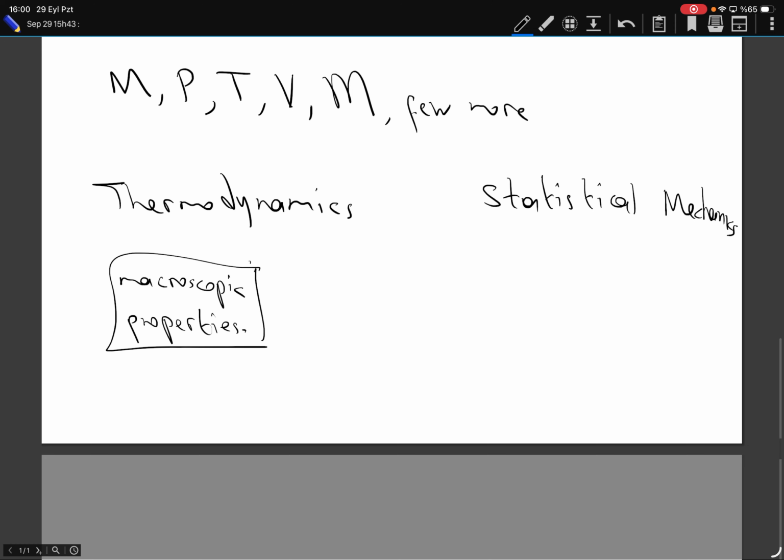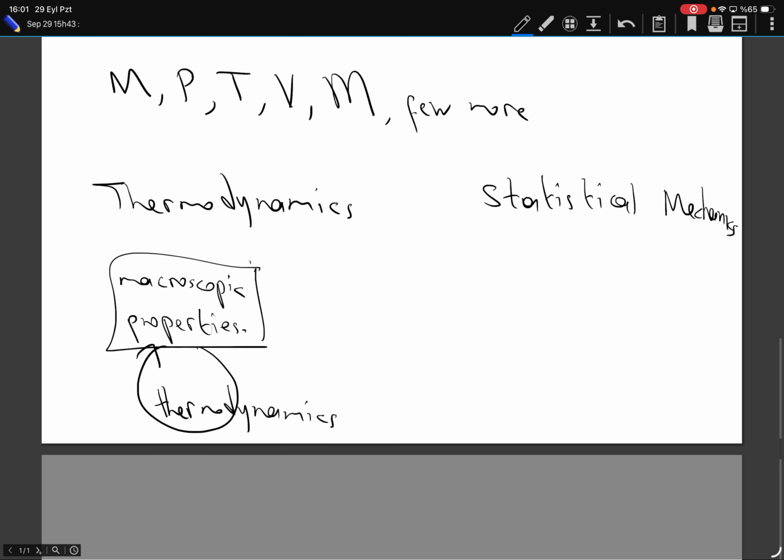Like the mass, the volume, the temperature, the pressure, etc. What thermodynamics does is it tries to find relationships between macroscopic properties themselves. This is what thermodynamics does. It relates one macroscopic property to the other one. And of course, what I mean by macroscopic properties, I also include their derivatives. So how does the pressure change with volume or temperature?